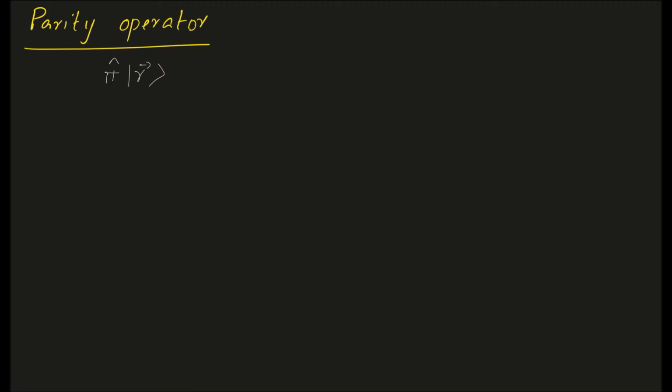Then this parity operator acting on the position space ket basically gives you |−r⟩, or if it acts on the bra, ⟨r| gives ⟨−r|, such that the parity operator acting on the wave function ψ(r) basically gives you the inversion of this wave function, ψ(−r).